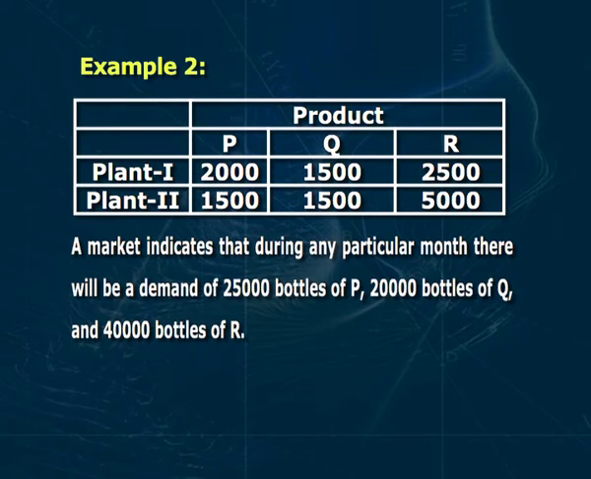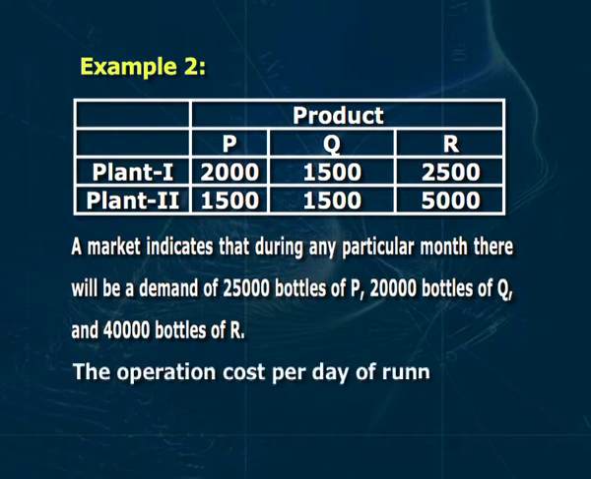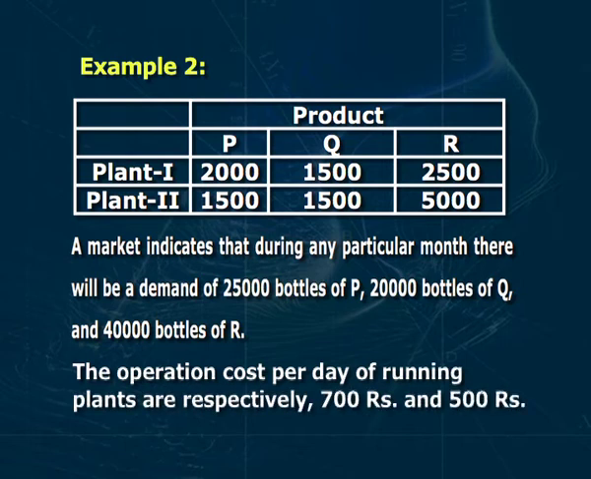A market survey indicates that during any particular month, there will be a demand of 25,000 bottles of P, 20,000 bottles of Q and 40,000 bottles of R. The operation costs per day of running the plants are respectively 700 rupees and 500 rupees. How many days should the company run each plant during the month so that production cost is minimized while still meeting the market demand? Let us see how to formulate the problem.